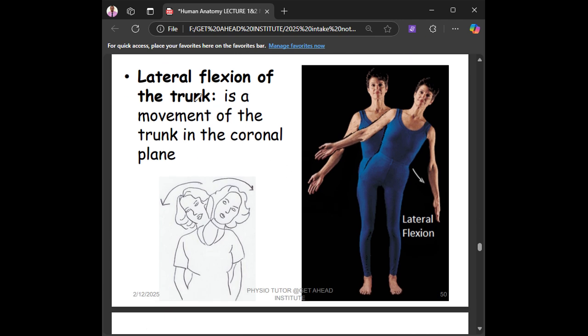Then we also have what we call lateral flexion of the trunk. As you can see on this slide, lateral flexion is just the movement of the trunk in the coronal plane. By now you understand when we say coronal plane. So lateral flexion of the trunk is the movement of the trunk in the coronal plane.